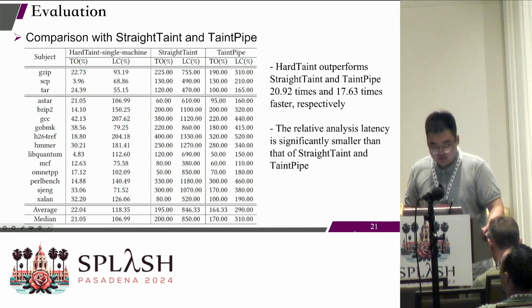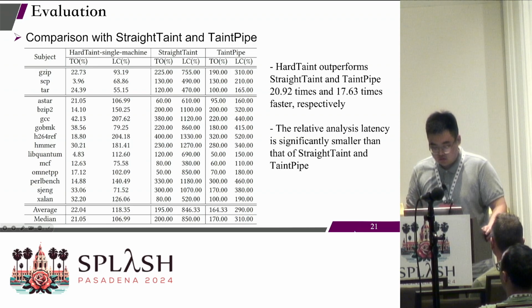We also conduct comparisons between HardTaint, StrikeTaint, and TaintPipe, the state-of-the-art decoupling approaches. Thanks to the holistic design, HardTaint outperforms StrikeTaint and TaintPipe, being 20 times and 17 times faster, respectively. The relative analysis latency is also significantly smaller.